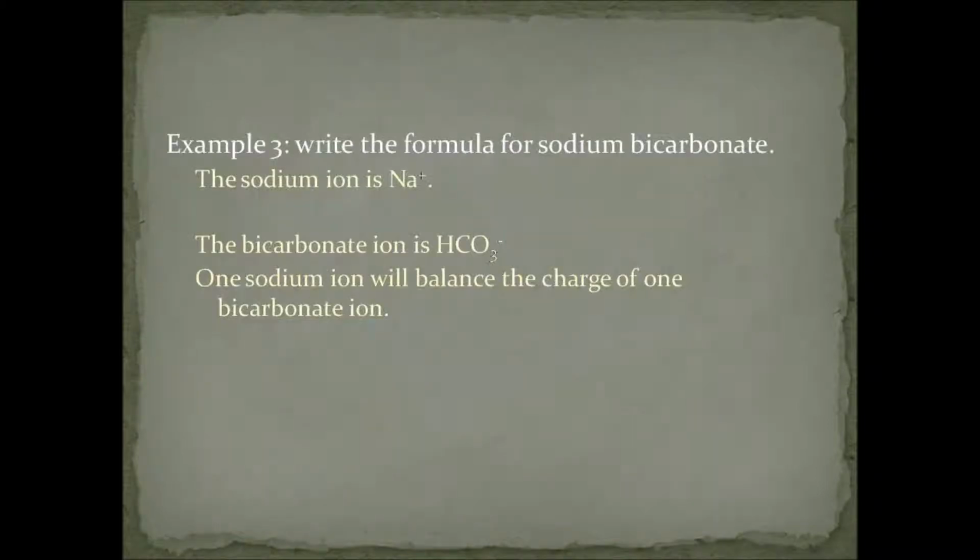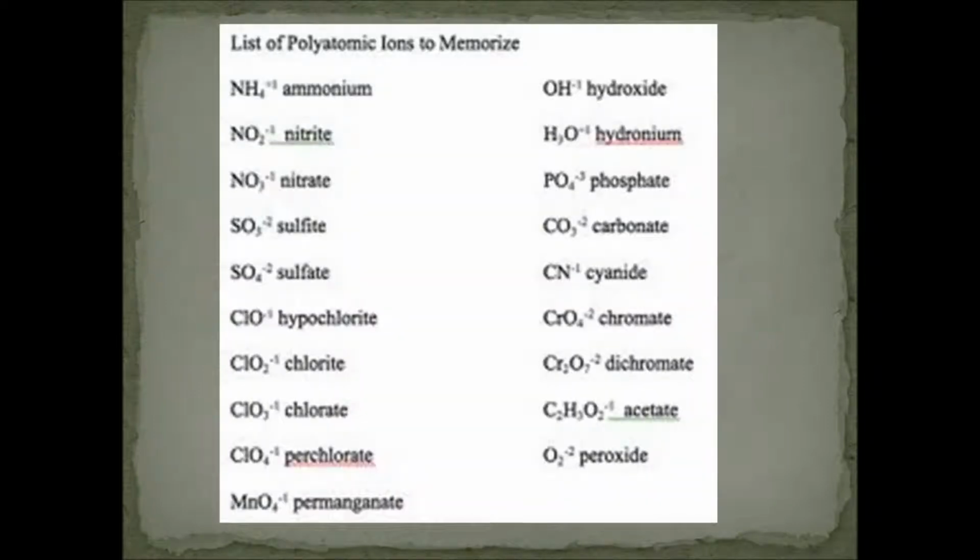Example number 3. Write the formula for sodium bicarbonate. The sodium ion is Na positive. The bicarbonate ion is HCO3 negative. See the polyatomic ions table on the next page. One sodium ion will balance the charge of one bicarbonate ion. Therefore, the formula is NaHCO3.